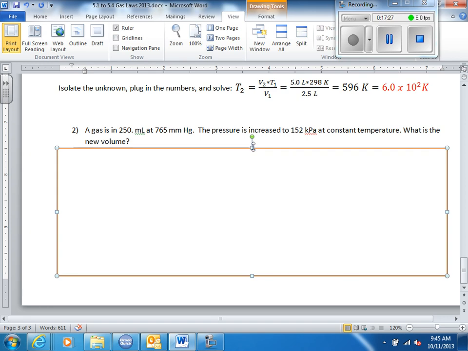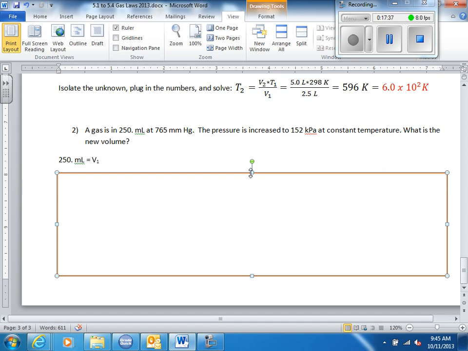This is a what kind of problem? A two-state problem. I'm sure you got that right. It's not a one-state, it's a two-state. So what do we do? We write PV equals nRT, and we underline, oh, no, sorry. First, we identify all of our variables. So 250 mils. The gas is in 250 mils at 765 millimeters mercury, not mmHg. Remember to read that as millimeters mercury.